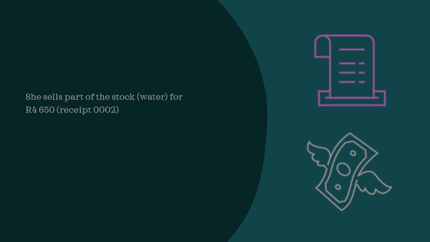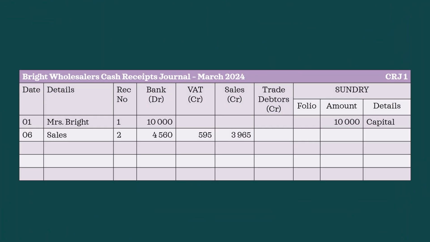So is this a cash receipts journal entry or a cash payments journal entry? If you said cash receipts journal, you would be correct. So we have the date, the 6th, it was sales, it was the second receipt. Our bank would be debited with 4,650 rand. The VAT on that was 595 rand, and then the sales would be credited with 3,965 rand. That is the bank minus VAT to get the sales amount.